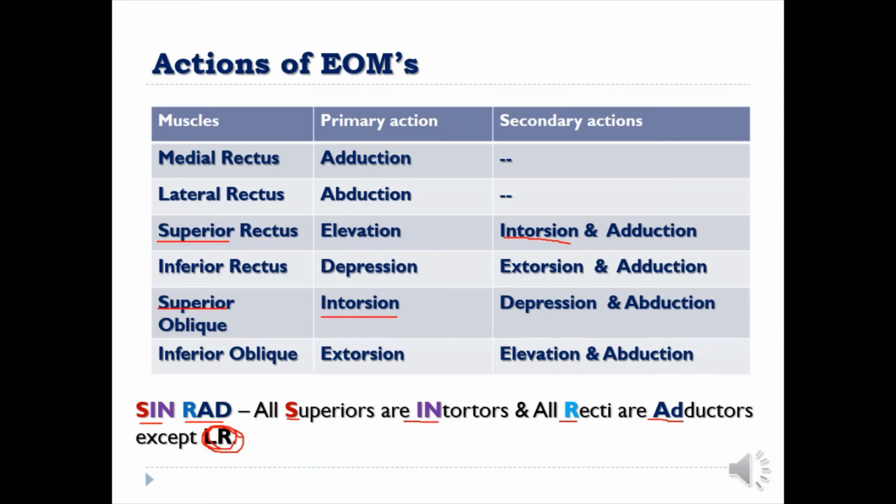And all recti are adductors. Medial rectus is adduction. Superior rectus is adduction. Inferior rectus is adduction, except lateral rectus, which is abduction. So it is a mix of secondary and primary actions. What I would say is you need to remember the primary actions clearly, without any confusion. Then we will be able to write the secondary actions.